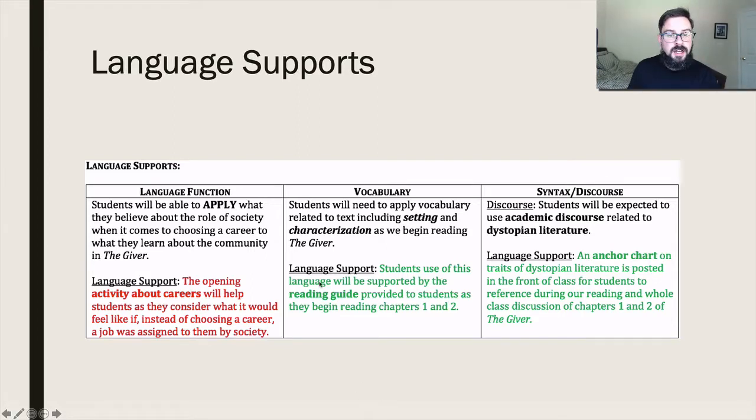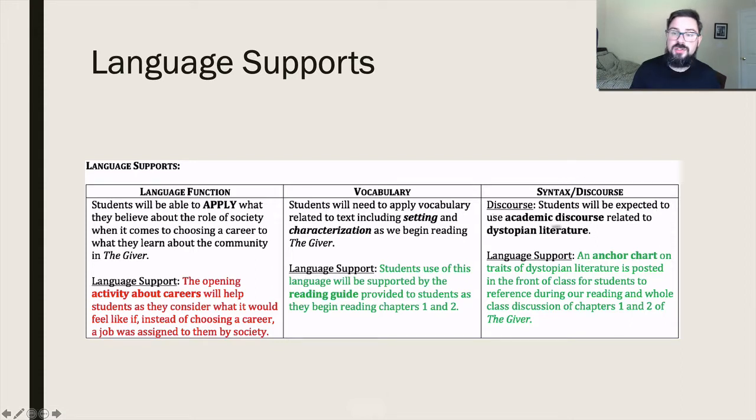So I'll be supporting students' ability to use terms like setting and characterization, and I'll be supporting them through that using this reading guide. Just a quick note, reading guides are not necessarily the best way to organize these, but they are one way. You might also, as I mentioned before, think about how you can create or use a graphic organizer that delineates or sets up the organization of setting and characterization in the beginning of a text.